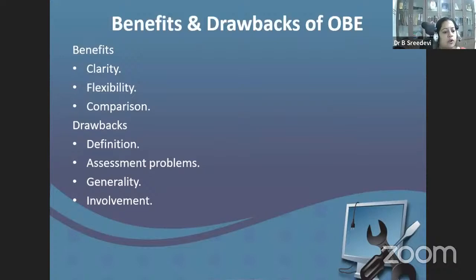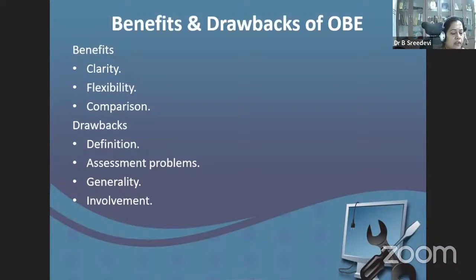Before getting into how to write a course outcome, what are the benefits and drawbacks we have with OBE? Definitely clarity, flexibility, and comparison. Clarity in the sense I get a clarity of the curriculum and syllabi. So wherever I represent, I can present myself with good clarity about the program.